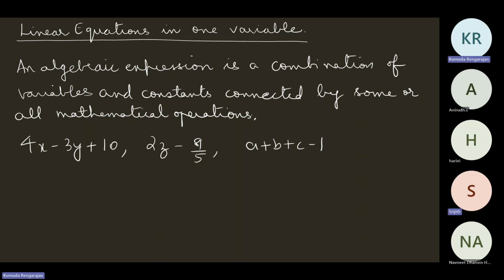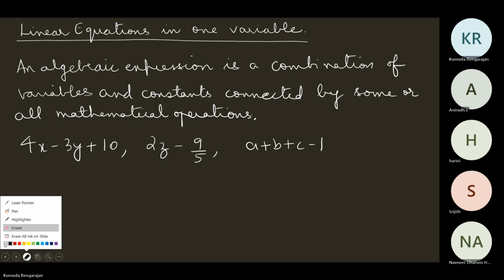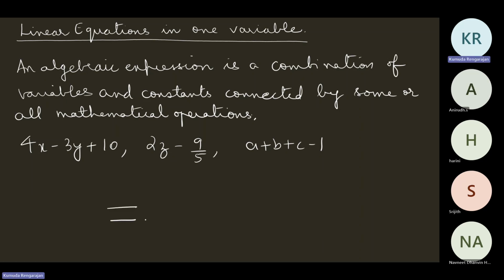We use the word algebraic because it's made up of constants and variables connected by some or all mathematical operations. In an expression, you will not find the equal to sign. In an equation, you will see the equal to sign. The symbol is equal to.